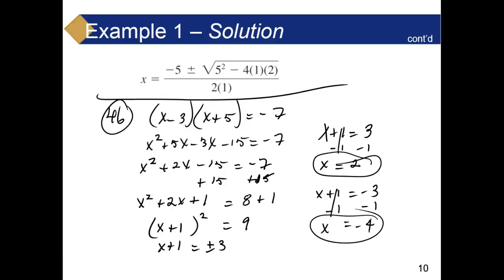2 minus 3 is negative 1 times 2 plus 7. 5 is 7. Negative 1 times 7 is negative 7. And over here we got negative 4 minus 3 is negative 7. And this gives you plus 1. Negative 7 times 1 is negative 7. I mean, yeah. Exactly. So yeah, not hard to check.